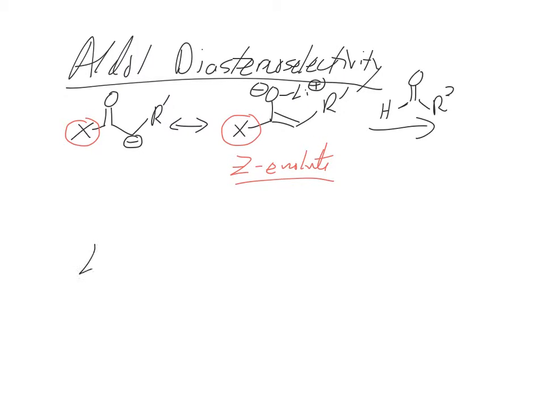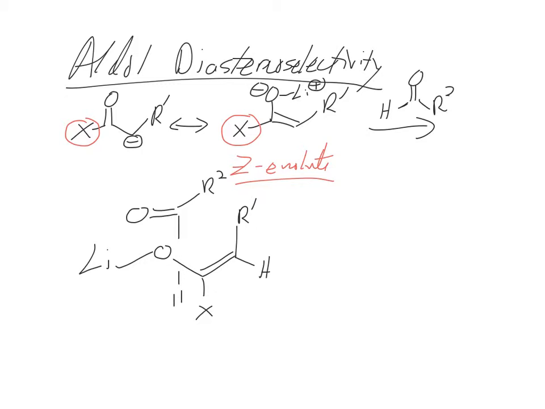So let's draw the lithium here. We'll say the lithium is fully bonded to the enolate part. We'll put X down here. H is going to be pseudo-equatorial. R prime is there. We also have the aldehyde coming. And we'd rather have the R2 be kind of equatorial and have the H kind of hanging out down here.